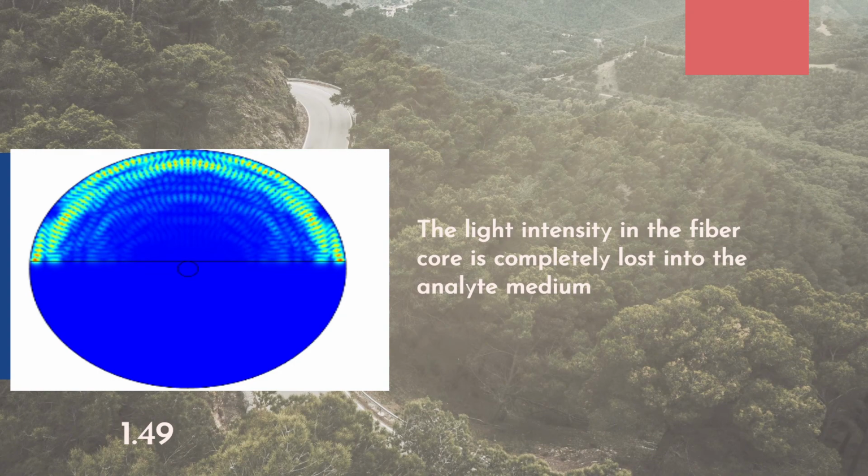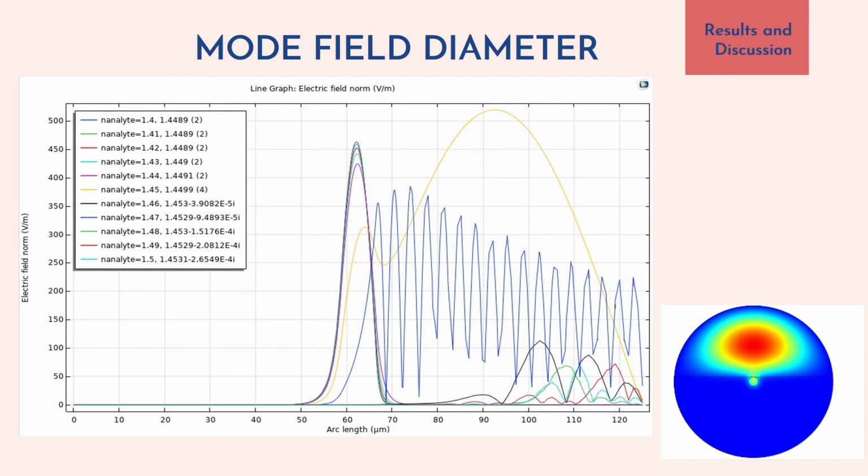However, starting when the core of the D-shaped optic fiber sensor is exposed to analyte medium with refractive index of 1.49, the light intensity in the fiber core is completely lost into the analyte, as shown in the illustration. This is due to the high refractive index of the analyte medium, which promotes the complete light attenuation into the analyte medium. Mode field diameter will be observed to study the transition of the electric field distribution according to the change of refractive index in the analyte medium.